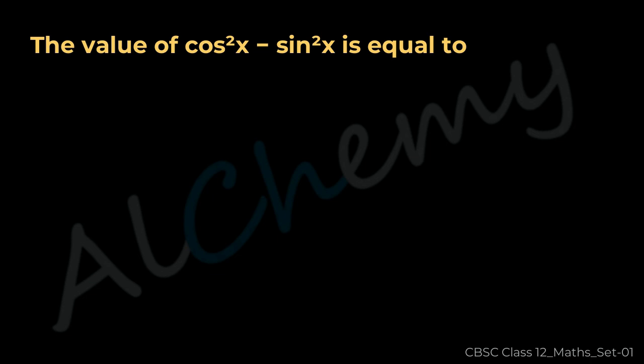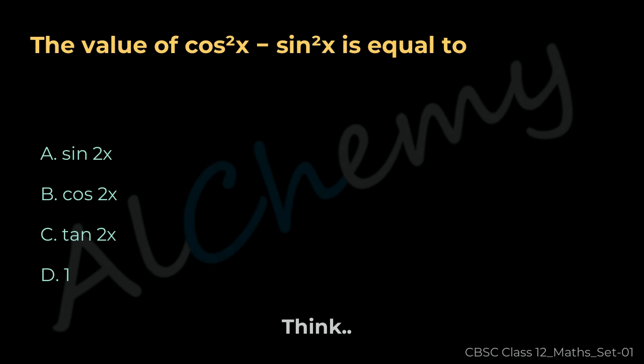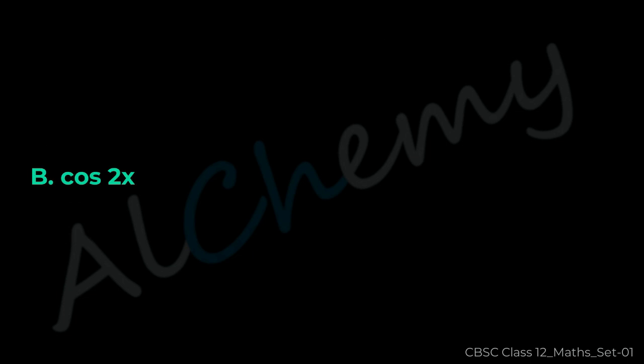The correct answer is B, 0. Question 38. The value of cos squared x minus sin squared x is equal to: A: sin 2x, B: cos 2x, C: tan 2x, D: sec 2x. The correct answer is B.